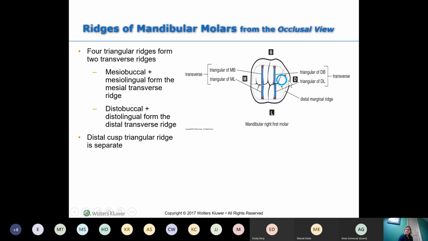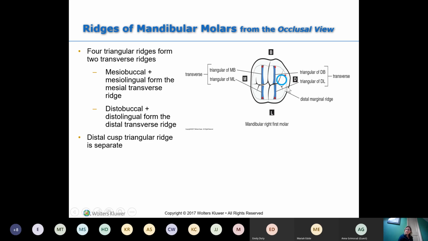Are you guys still following this? Anybody have any questions about it so far? Can you say that one more time, please? On the marginal ridges or the whole thing? Just the marginal. So marginal ridges on posterior teeth set the margins or the boundaries on the mesial and distal of the occlusal surface. So the mesial marginal ridge would set the boundary for this mesial side, and the distal marginal ridge would set the boundary for the distal side.